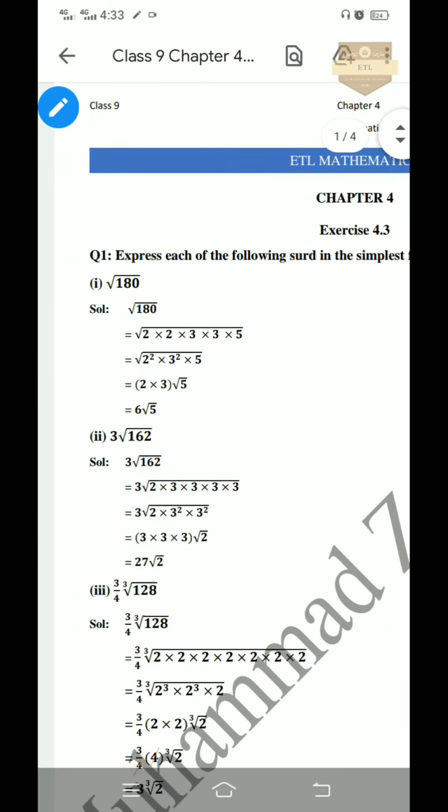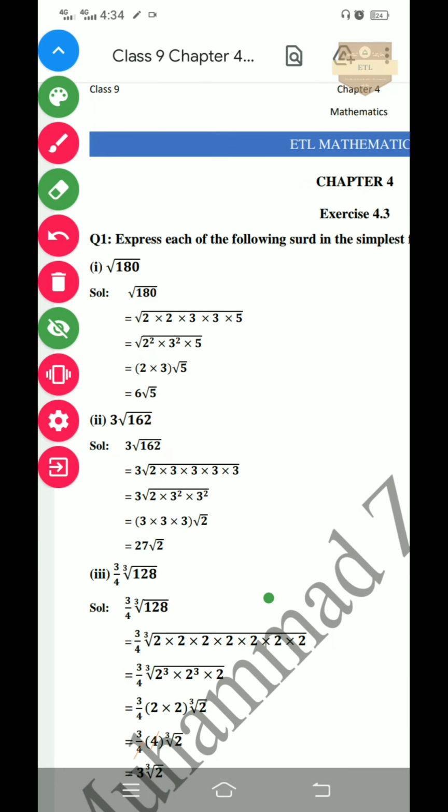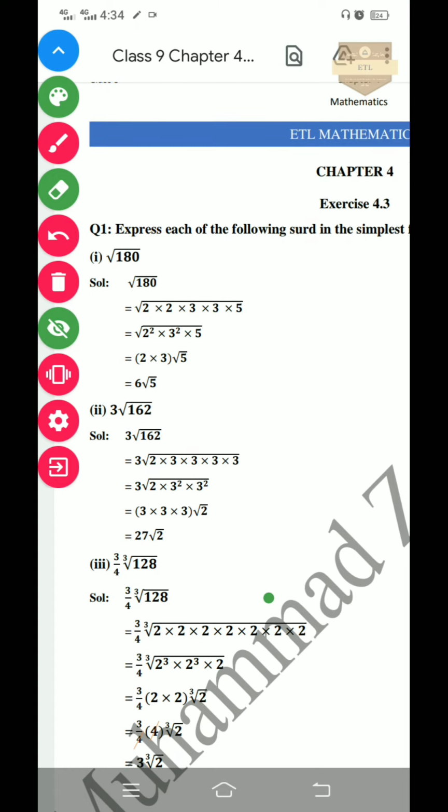So we can write it as under root 2 multiplied by 2 multiplied by 3 multiplied by 3 multiplied by 5. Now next we can write it as 2 power 2 multiplied by 3 power 2 multiplied by 5. Now the powers of 2 and 3 will cancel the under root and it will become 2 multiplied by 3 into under root 5. Next 2 multiplied by 3 is equal to 6. So 6 under root 5 is our answer.